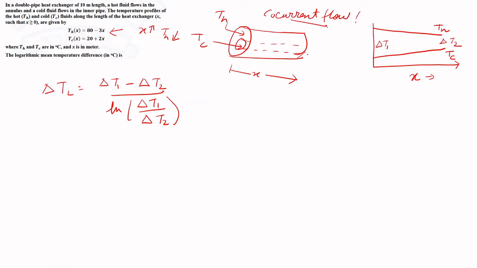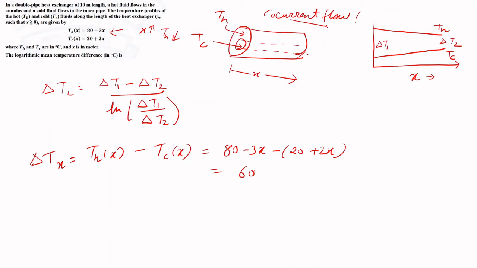Let's find in general delta T at any X. That will be the temperature of the hot fluid at X minus the temperature of the cold fluid at X. So it will become 80 minus 3x minus of 20 plus 2x. You can solve this and it will become 80 minus 20 is 60, minus 3x minus 2x is minus 5x. So my delta T at any X is 60 minus 5x.